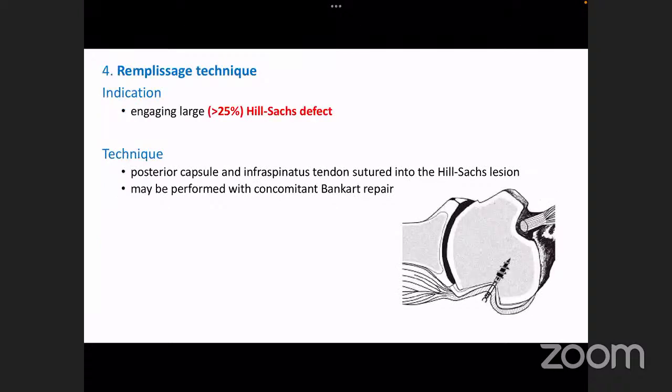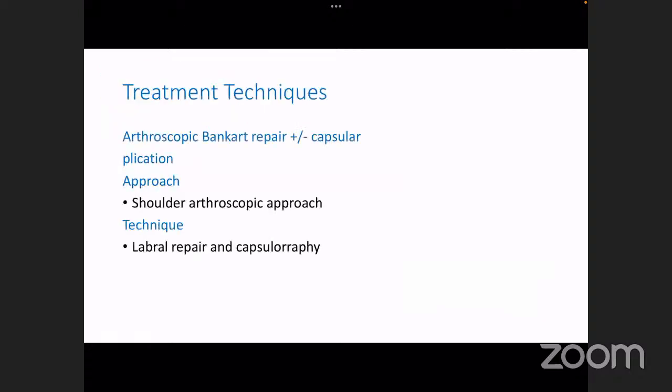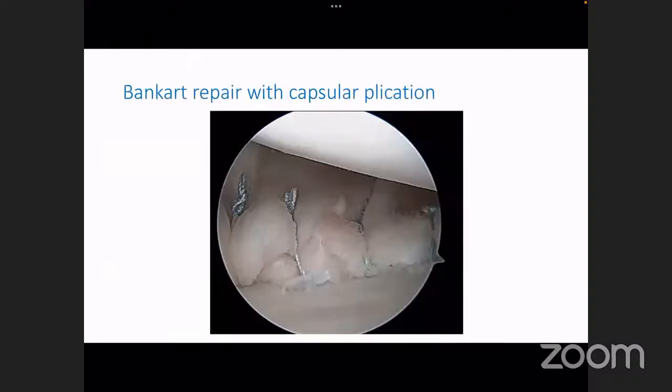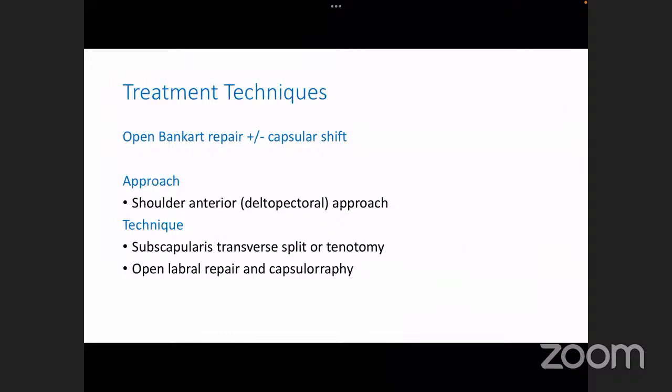Remplissage technique, I told you about the indication: an engaging, large Hill-Sachs defect of more than 20 to 40%. In the technique, the posterior capsule and infraspinatus tendon are attached to the Hill-Sachs lesion, and it might be performed with concomitant Bankart repair. This is how you do it. And this is an arthroscopic view of Bankart repair with capsular plication. Open Bankart repair with capsular shift goes through the lateral approach, with subscapularis split or tenotomy and overlapping repair.